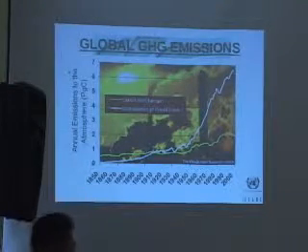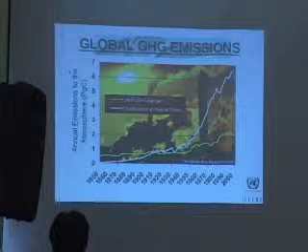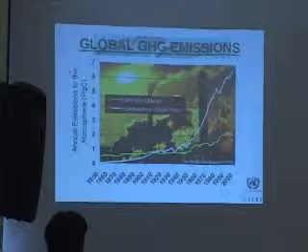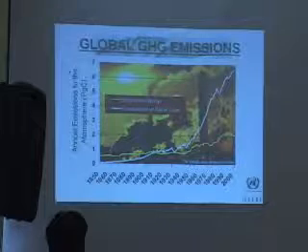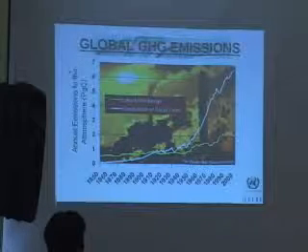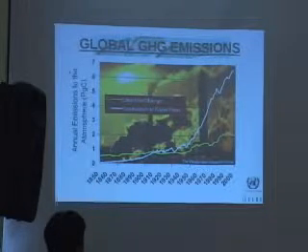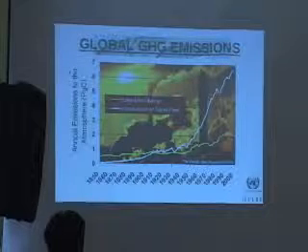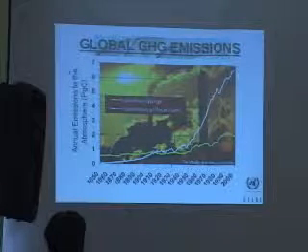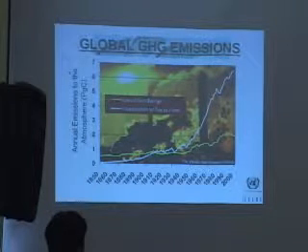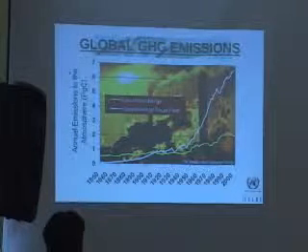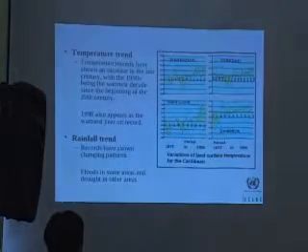Just to trace the emissions of CO2 with time, 1850 to 2000, we see land use in green here, conversion of agriculture to different forms of land use, and look at the emissions of greenhouse gases going up to 2000, and a steep increase from 1950 to 2000.